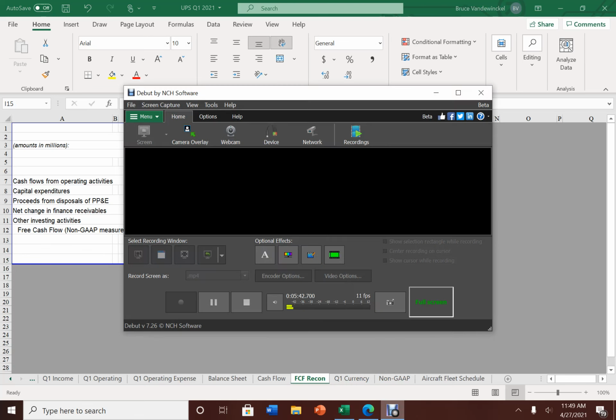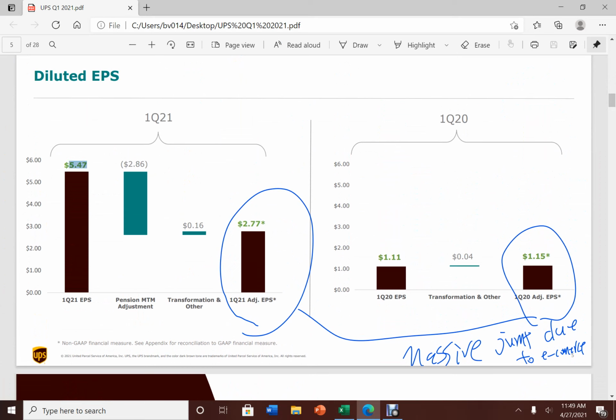If you look here, UPS's earnings per share is at $5.47, but they put some away for pensions and other transformations. Therefore, the adjusted EPS is $2.77. This is a massive jump from quarter one 2020. In quarter one 2020, it was $1.15 for adjusted EPS. This is more than double in earnings per share.